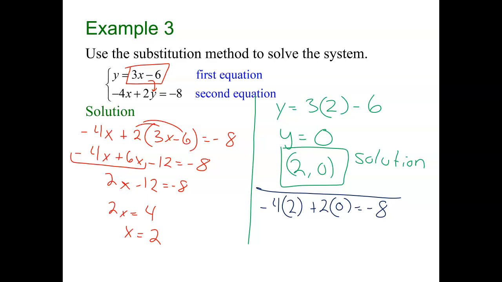Okay. Negative 4 times 2 is negative 8 plus 0 equals negative 8. So we're good. And that's our substitution. So tonight and tomorrow, you're going to practice graphing, verifying solutions, and substitution method.